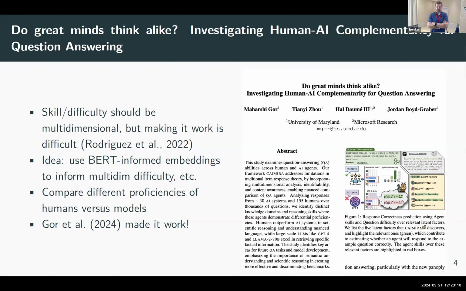And in particular, they do an interesting thing around multidimensional skill and multidimensional difficulty via BERT embeddings. So they're going to use BERT embeddings to learn a little bit more, upstream, about multidimensional ability and difficulty. The details are in the paper for the system they propose, but it's really interesting work that's worth checking out.